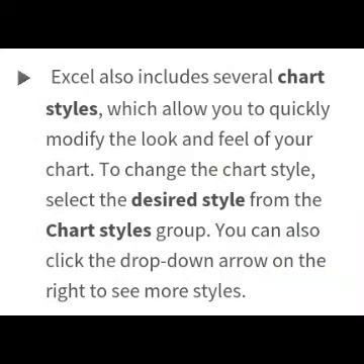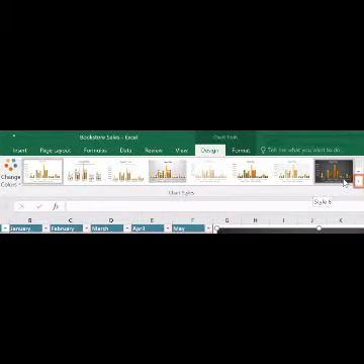If you want to change the chart style, select the desired style from the chart style group. You can also click the drop down arrow on the right to see more styles. You can also use formatting shortcut buttons.